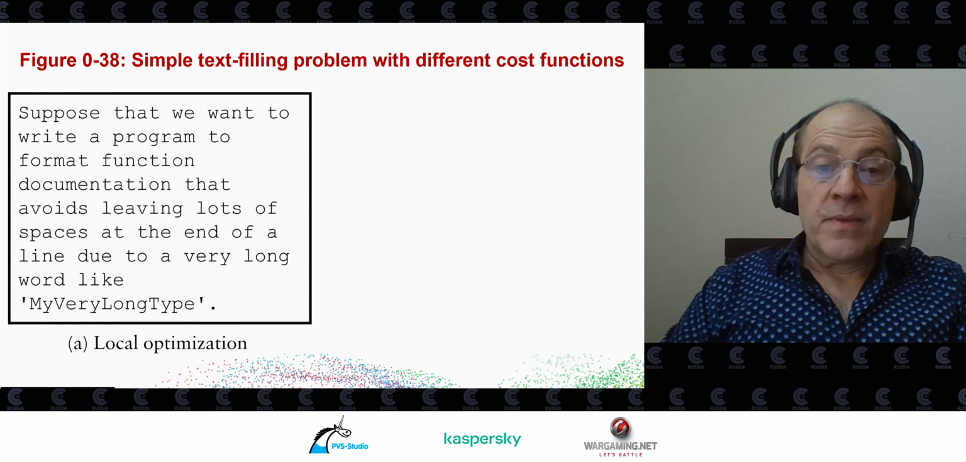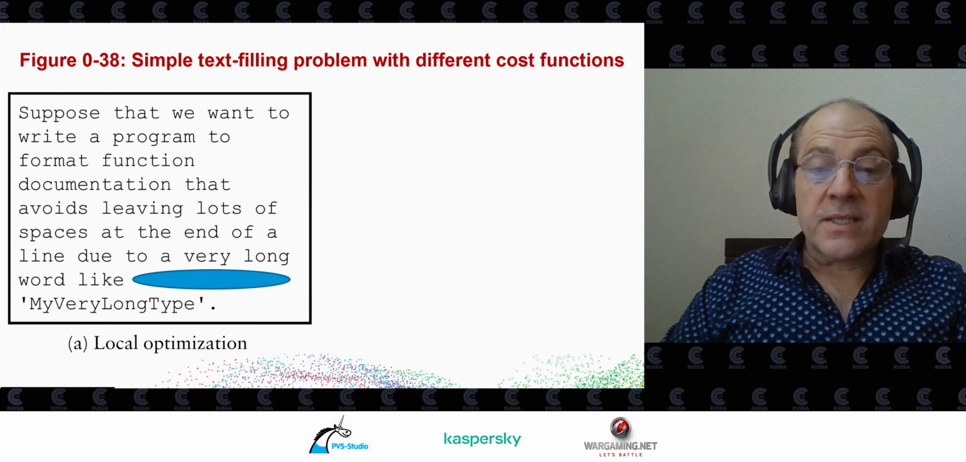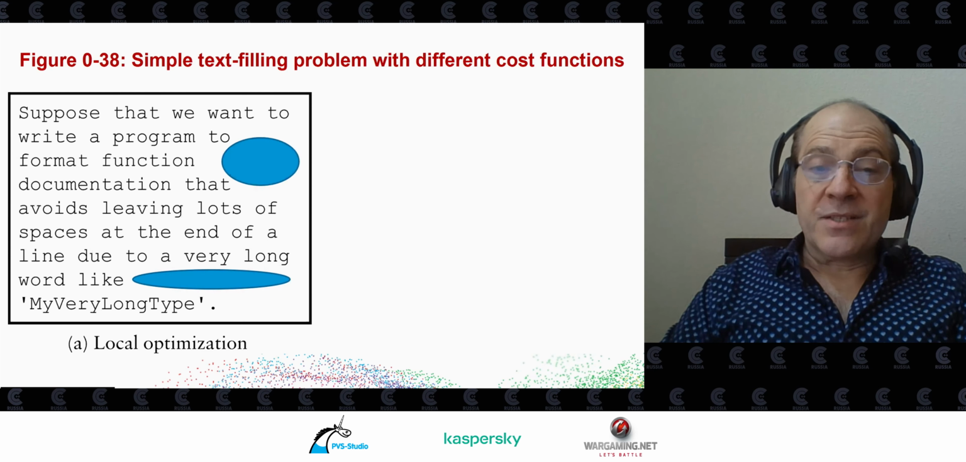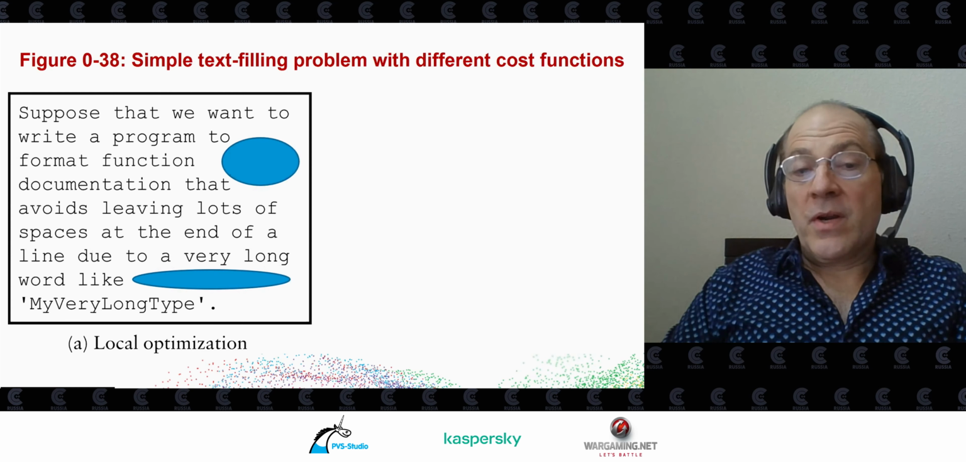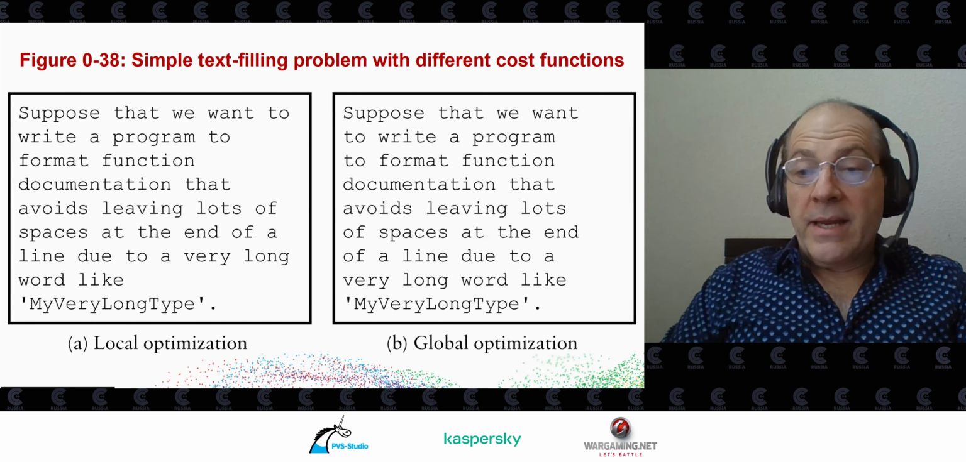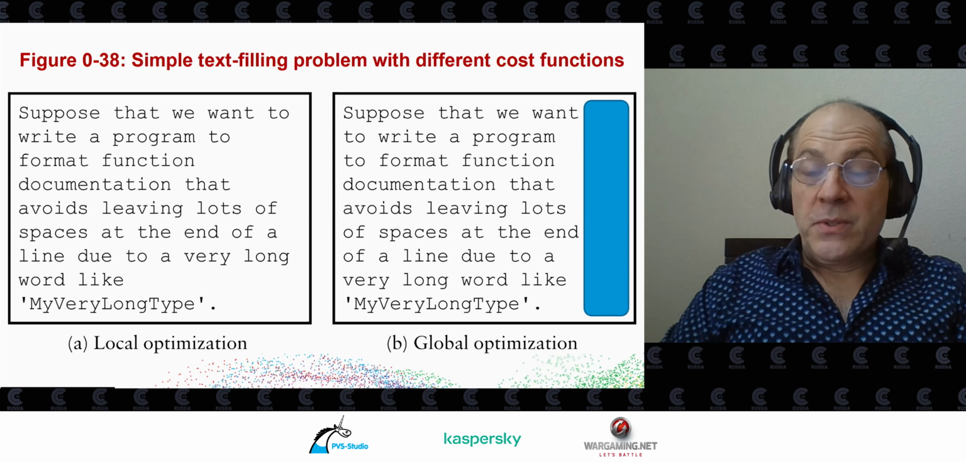So here's the analogy. Suppose that we want to write a program to format function documentation that avoids leaving lots of space at the end of a line due to a very long word like my very long type. If you notice this, we have these ragged pieces here. That's a ragged piece. That's a ragged piece. It doesn't look very good. We'd like to do better. Notice on the right, it's nice and smooth. How do we do this?